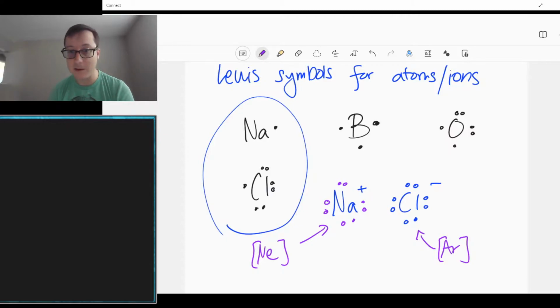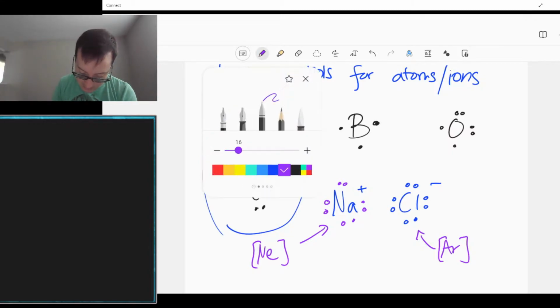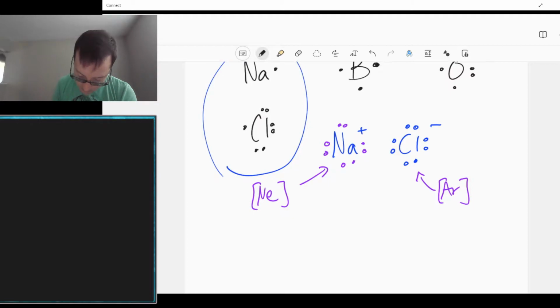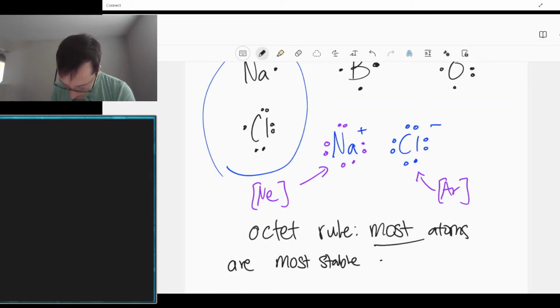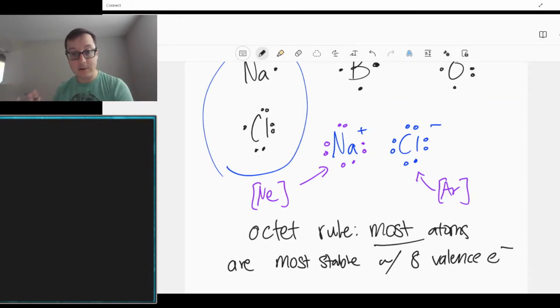That's why sodium makes the +1 charge, why calcium makes +2, why aluminum makes +3, why sulfur makes -2, and oxygen makes -2: to get to 8. This is something called the Octet Rule. It tells us that most atoms are most stable with 8 valence electrons. Most of them are.